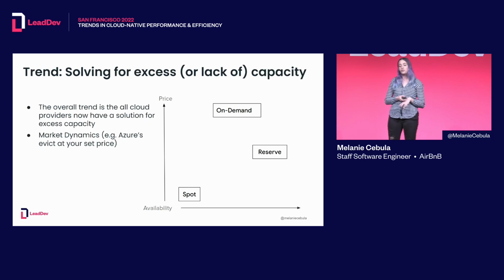Cool. So the overall trend I've seen in the past few years is that all cloud providers now have a solution for their excess capacity. And this is actually starting to look like market dynamics are at play. For example, I looked it up, and Azure has a setting where you can set your maximum price and evict if the cost goes over the price. So you're actually bidding for your compute.